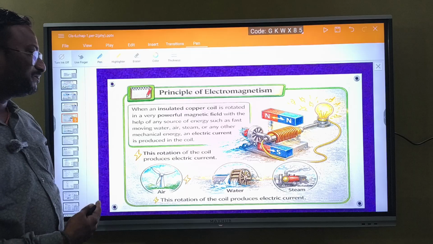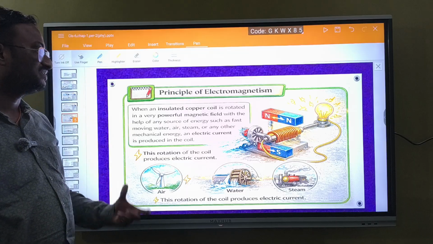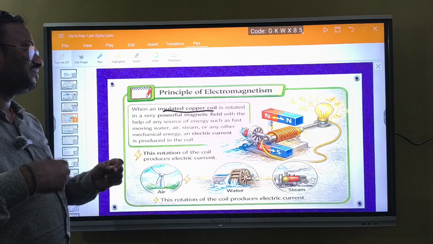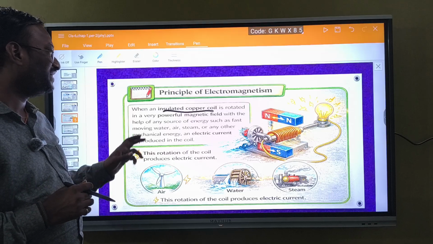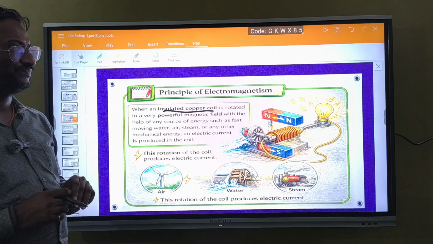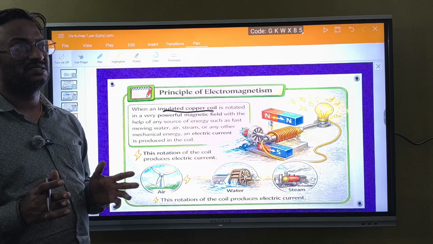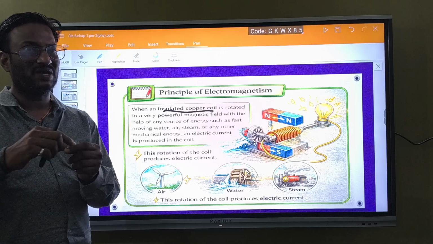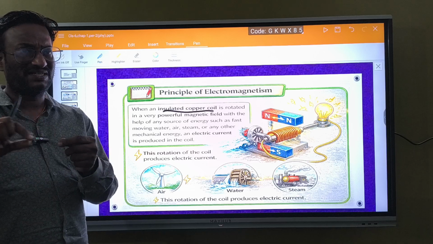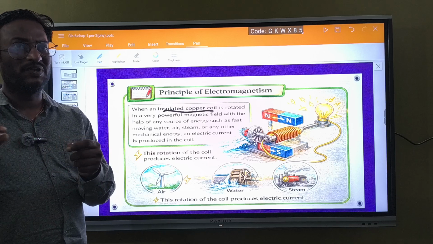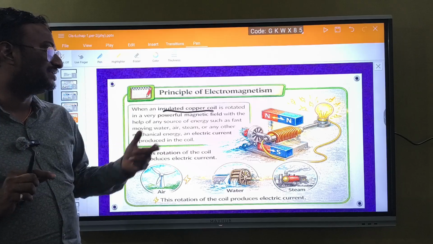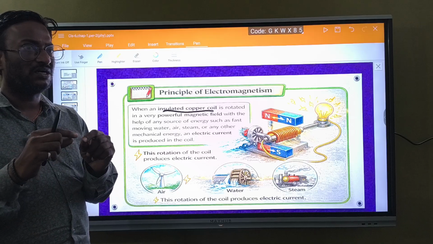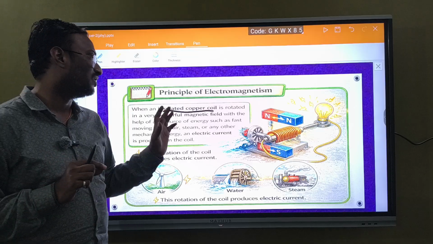Next we go for the principle of electromagnetism. What is this? When an insulated copper coil is rotated in a very powerful magnetic field. Insulated means covered: some plastic wire or plastic tape is added to the wire in order to prevent shock. That is called insulation. Generally we use insulation tape, the black colored one, in order to prevent shocks directly through the wire.